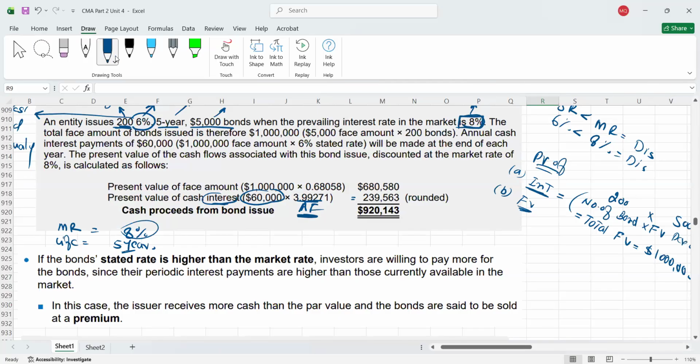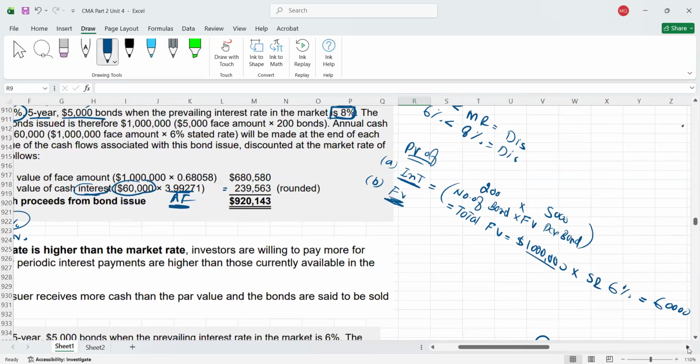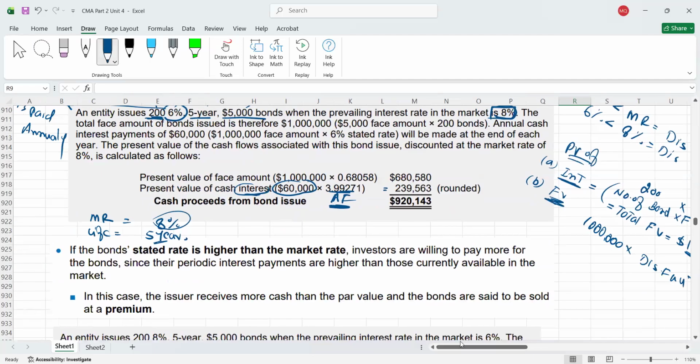I told you that you need the present value of the face value also. The face value we have already calculated here, which is 1 million. You multiply it by the discount factor, but make sure you find this discount factor in the $1 table. So go to the $1 table, look for the market rate, which is 8%, and the 5 years life.